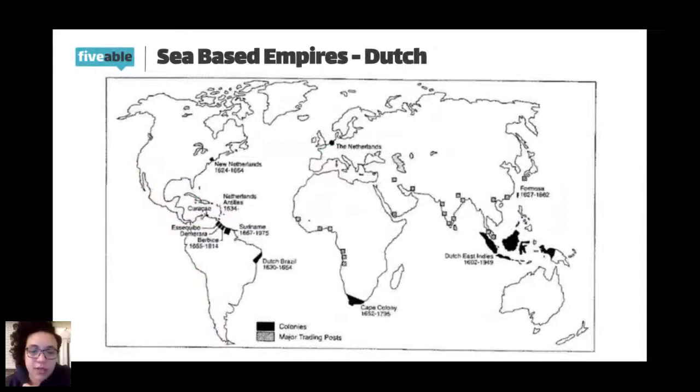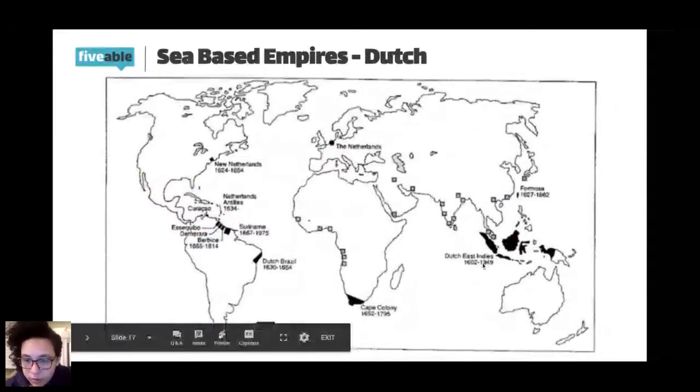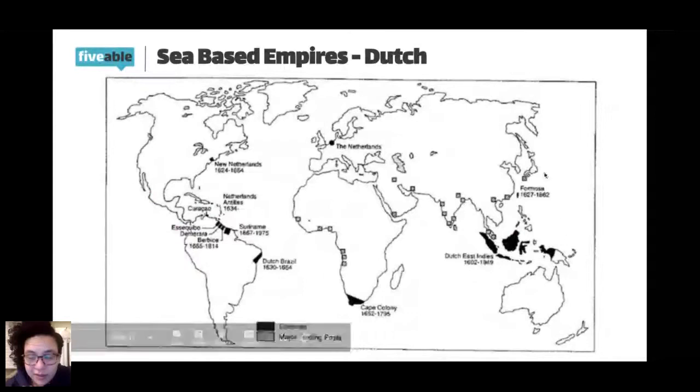So the most important place for the Dutch that you should keep in mind is Indonesia, which will then become independent in the 20th century, 1949. It's crazy. And then there's a couple other places, some of these smaller places in northern South America.